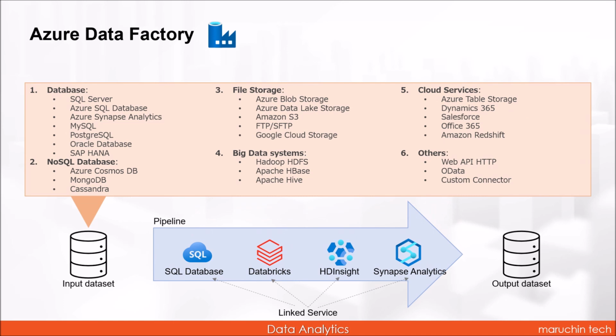ADF can connect to many types of data sources. For example, it supports database services, file storage, open source systems, and various protocols. A linked service defines a connection to the data source, including the connection details, endpoints, and authentication information.